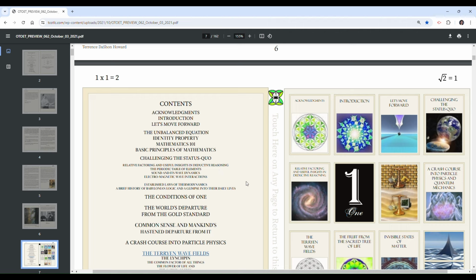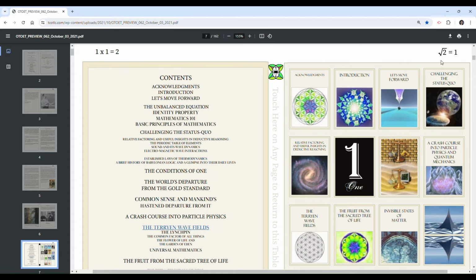Then he's got relative factoring, insights and deductive reasoning. He doesn't have the rest of this stuff. It's difficult to tell what's a chapter and what's like a subsection of a chapter. He kind of mixes them back and forth. He's got established laws of thermodynamics, which doesn't even have its own section. That seems like a big deal.